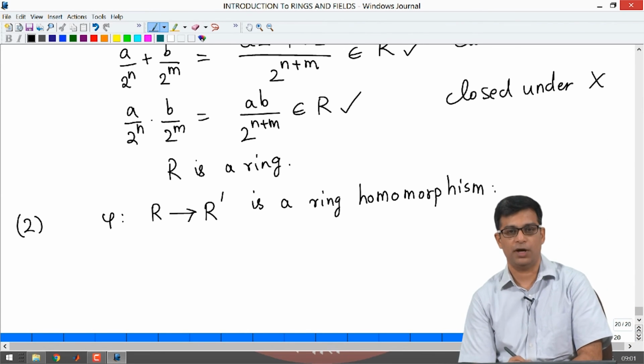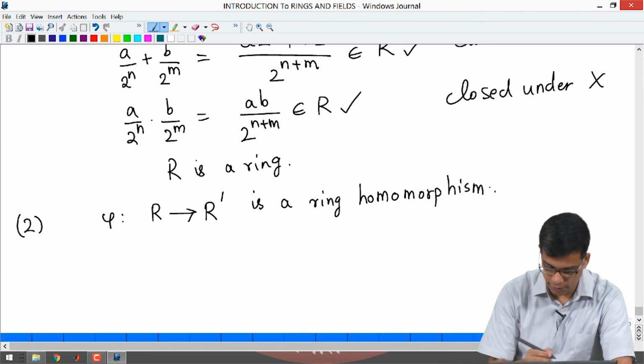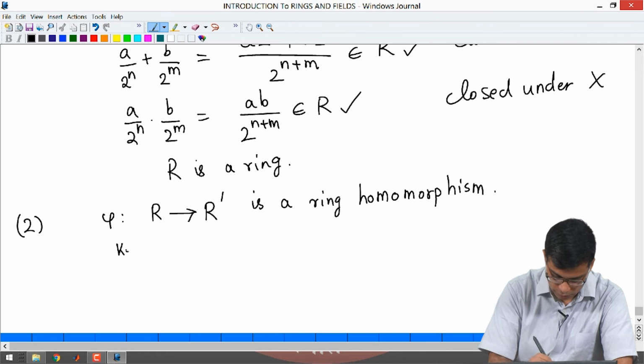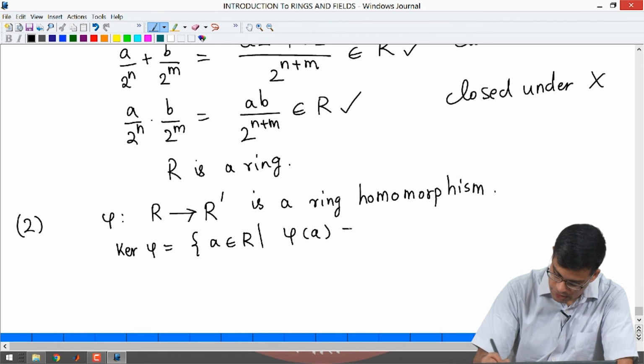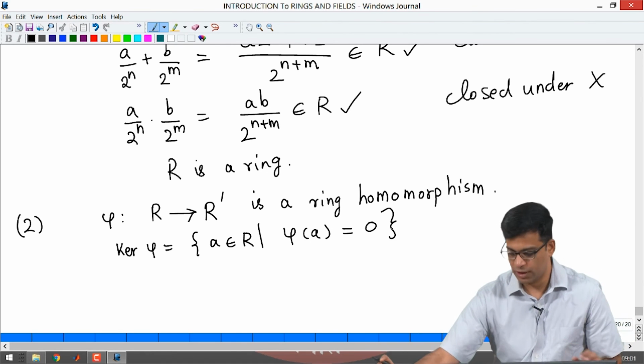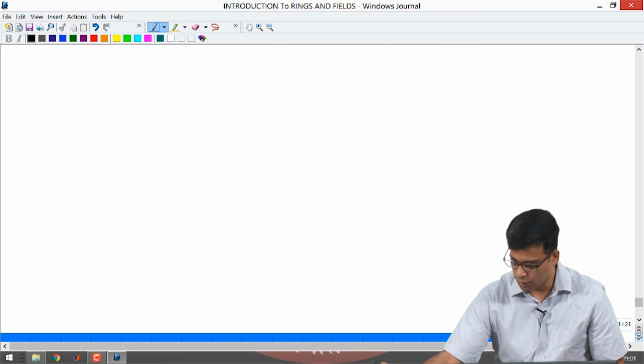Let us say phi from R to R prime is a ring homomorphism, and recall what the kernel is. The kernel is the set of all elements in R which map to the 0 element of R prime. This is the definition of the kernel, and we know that it is what we call an ideal.